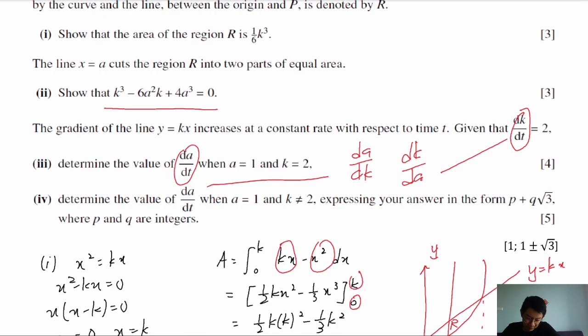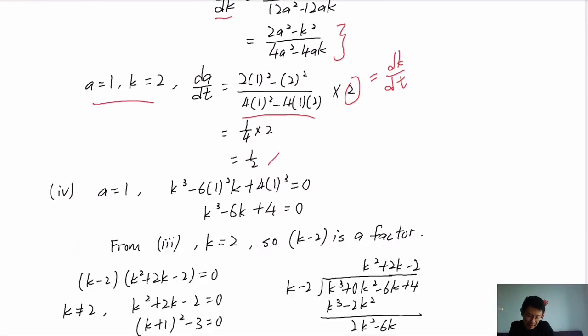For our part 4, determine the value of dA/dt when a equals 1 but k is not equal to 2. Express your answer in the form p plus q root 3, where p and q are integers. In that case, we need to find out first, because they say when a equals 1, we have some other value of k which is not equal to 2. So from there, we need to use the second part again, because the second part gives us the equation which involves k and a.